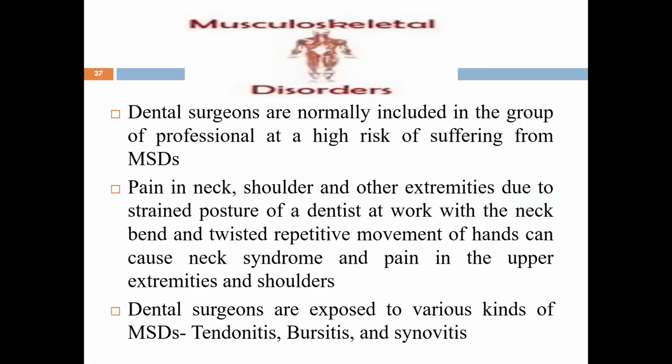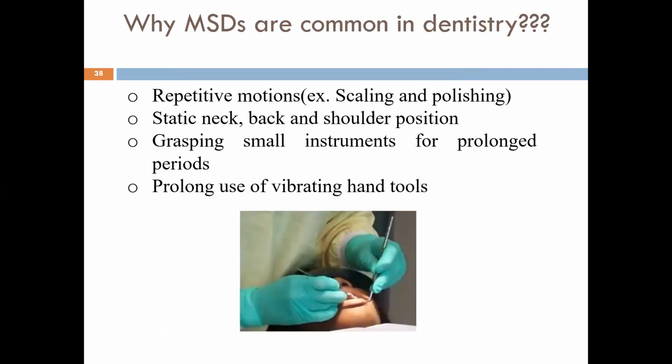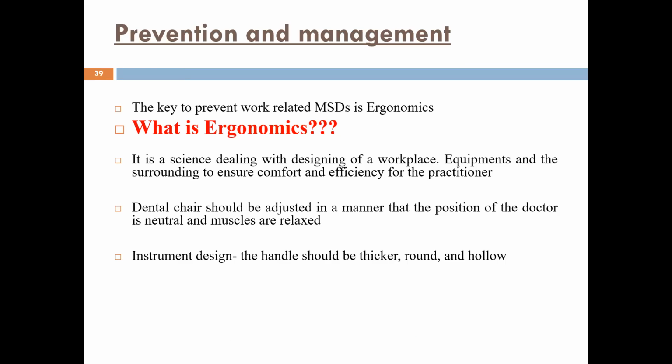Now coming to musculoskeletal disorders. Dental surgeons are normally included in the group of professionals at high risk of suffering from MSDs, with pain in the neck, shoulder and other extremities due to the strained posture of dentists at work, with the neck bent and twisted. Repeated movement of the hand can cause neck syndrome and pain in the upper extremities and shoulders. Dental surgeons are exposed to various kinds of MSDs, that is tendonitis, bursitis and synovitis. So why are MSDs common in dentistry? There are repetitive motions like scaling and polishing, static neck, back and shoulder positions, grasping small instruments for prolonged periods, and prolonged use of vibrating hand tools.